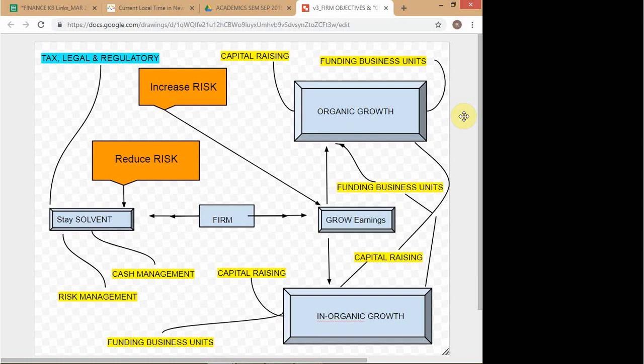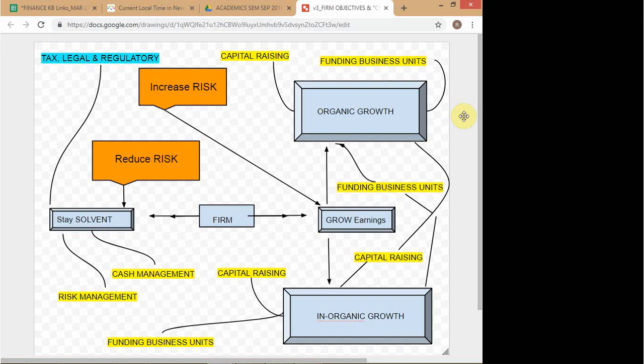So solvency means the ability to pay your debts as they are coming due. That means you have enough cash and liquid assets on hand to pay your debts as they are coming due. So that is what is meant by solvency. So what we're showing here is that the twin objectives of the firm are, on the one hand, it has to grow earnings, and on the other hand, it has to make sure that it stays solvent.